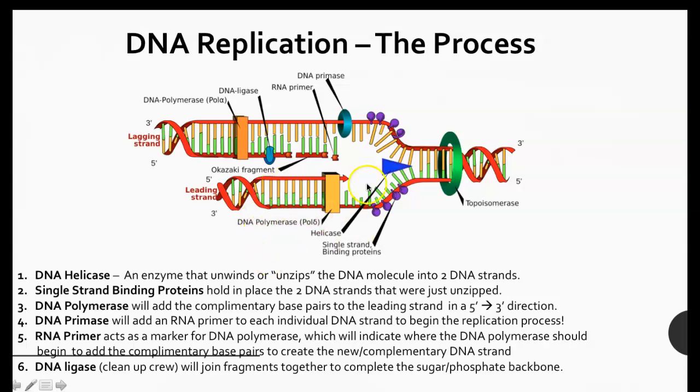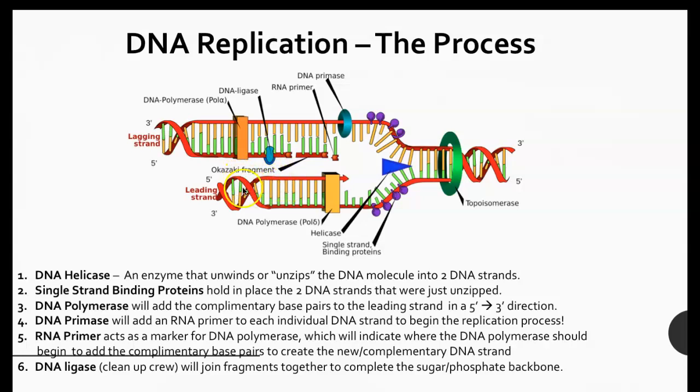Now, how does this DNA polymerase know where to start adding these complementary base pairs? That's where DNA primase comes in. DNA primase is going to simply bond to a specific location on the DNA strand, and it's going to add an RNA primer, and that RNA primer is going to essentially signal to the DNA polymerase that this is the location where it needs to start adding the complementary nucleotides.